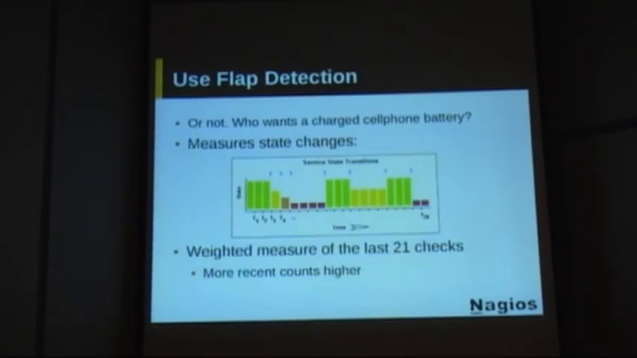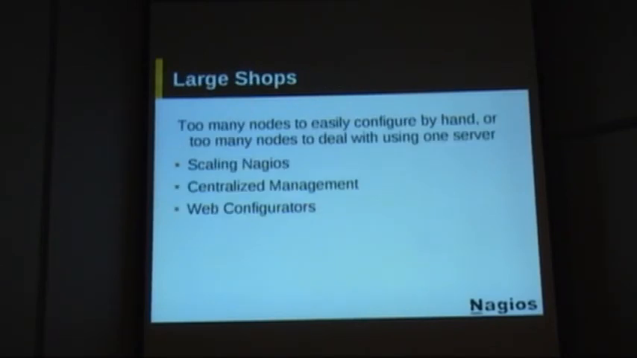Okay, flap detection. A lot of people are really iffy about flap detection. I like mine on. Basically, every time a service changes status, it issues a flap detection. The later checks are weighted heavier than the earlier checks. If it turns on, it doesn't mean things are good or bad. It means things are going on. You need to look into it. It may be up, it may be down. You don't know because it's not going to send you an alert every time.